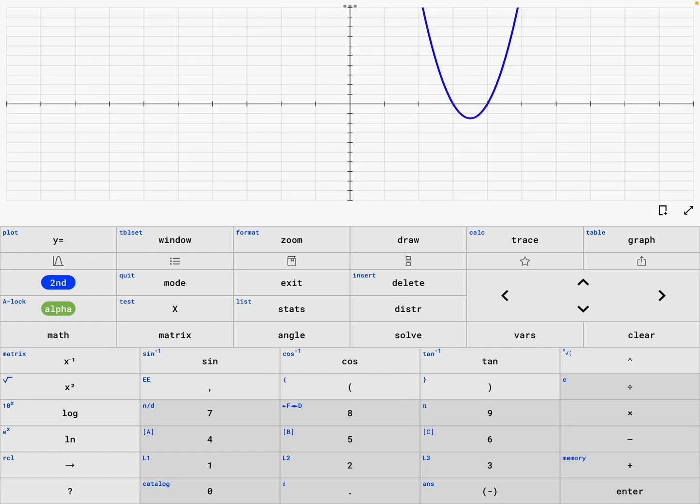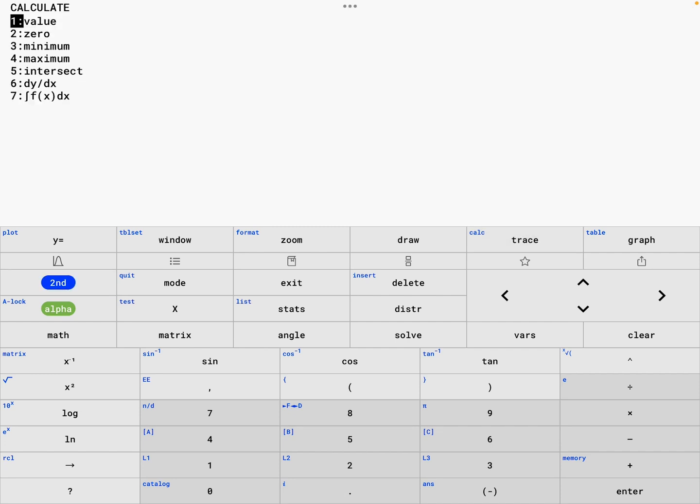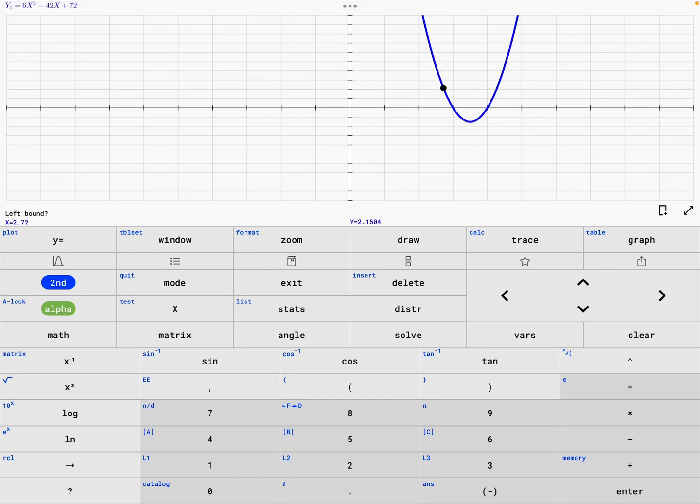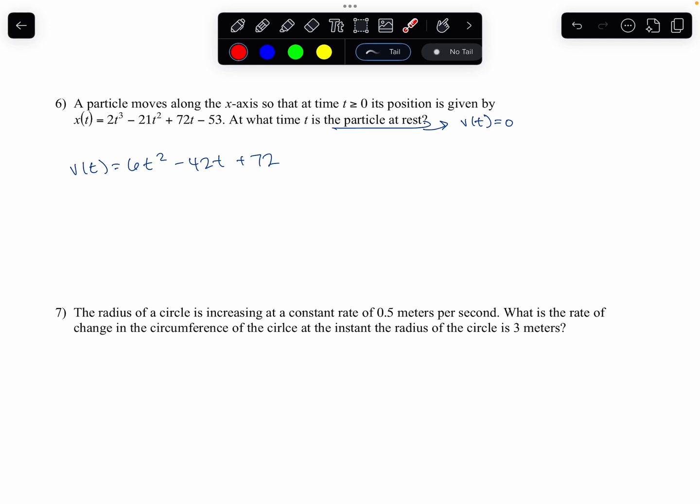You can kind of already tell just by looking at it. So at t equals 3, t equals 4. But if you need to actually, so second trace, you can go to 2 and find the zeros. So put your cursor to the left, click enter. Put your cursor to the right, click enter, and then if it asks for a guess, you can just do enter. But you can see there that it's at x equals 3, and so at t equals 3.